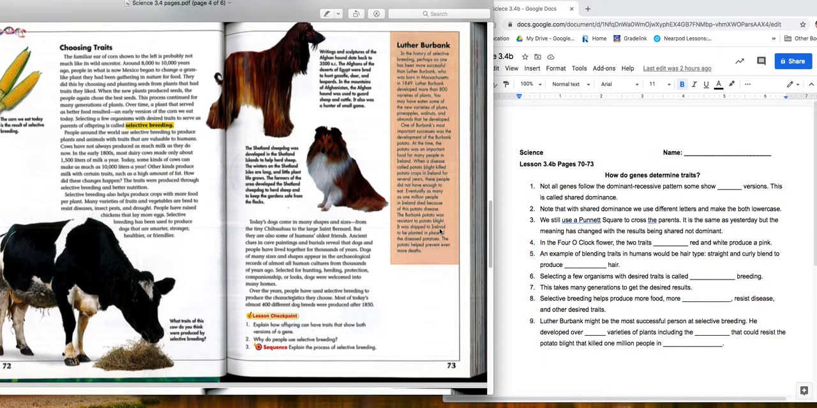It was then shipped to Ireland, and they planted it in the place of their other potatoes that were diseased, and the potato helped prevent even more deaths. And so you have the potato that could resist potato blight that had killed about 1 million people in Ireland. I'm part Irish. My mom's side was Irish. They came to America, guys, because of this. The potato famine hit. They were run out of food, so they had enough money to buy a ticket across the ocean and start their life over.